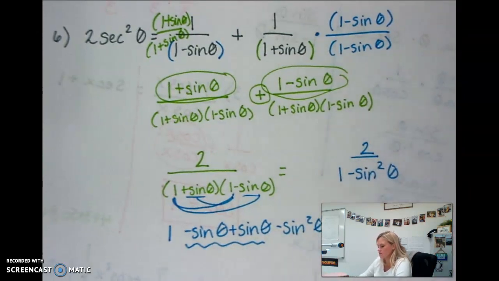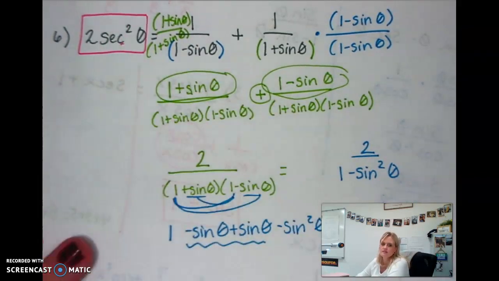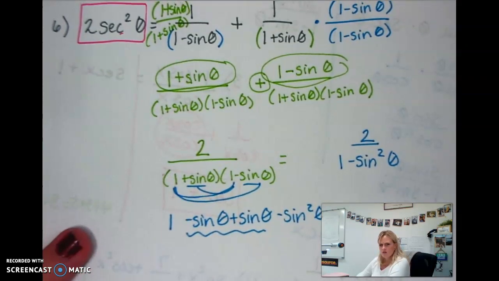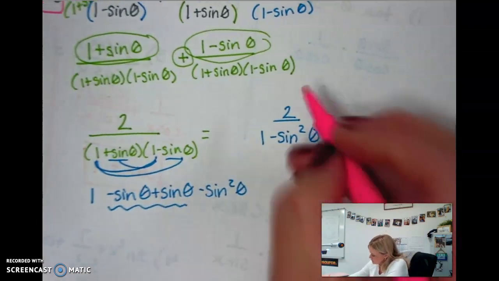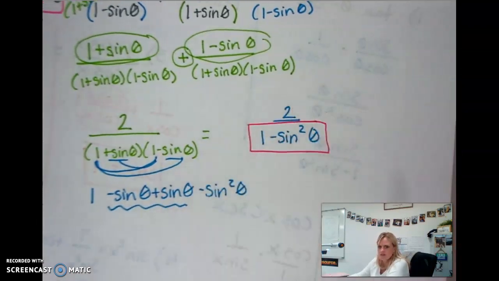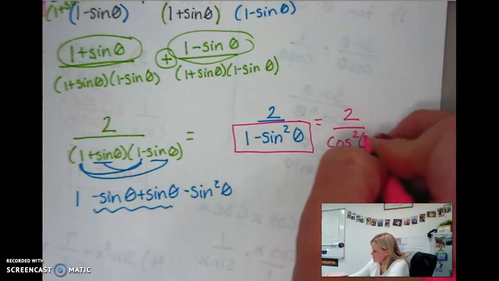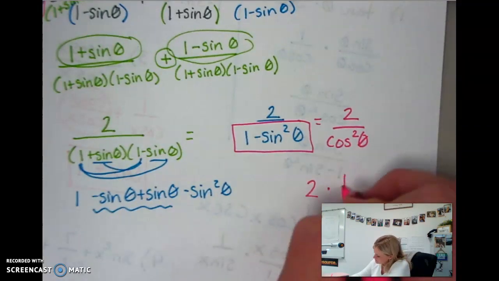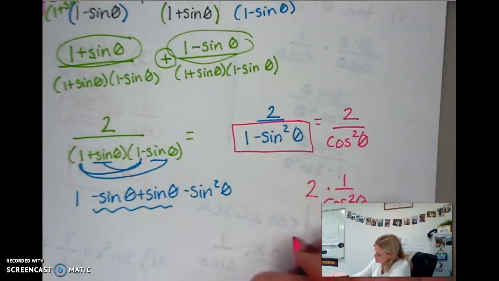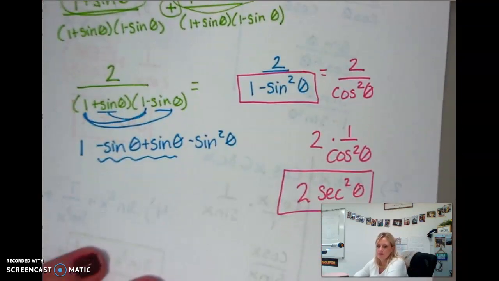Now remember, if you still don't know what to do, what is our goal? Our goal is back over on this side. What do I need? 2 times the secant of theta. Well, I still need to keep going over here. What do I know that 1 minus the sine of theta squared is equal to? That is the same as cosine squared of theta. And now I'm able to take the reciprocal of cosine and change that to secant. And I'm finally where I need to be.